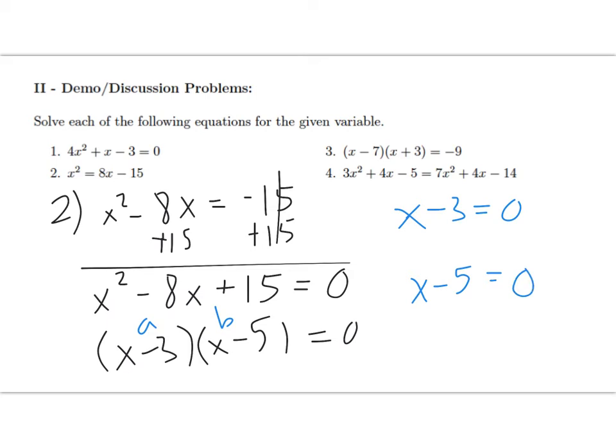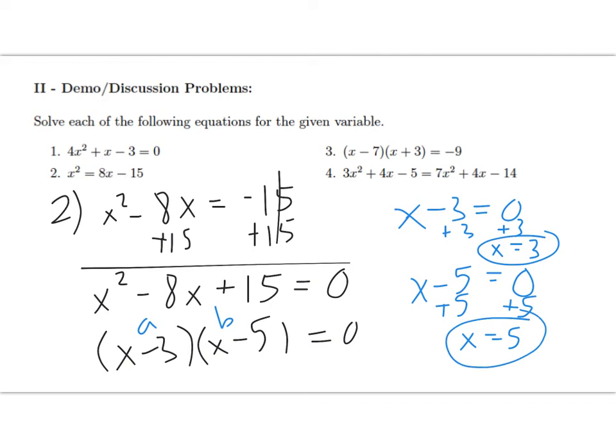So once you have factored and set it equal to 0, you may set each factor equal to 0, because that's how multiplication works to result in a 0. So now we have x equals 3 and we have x equals 5. And that's the process of solving by factoring.